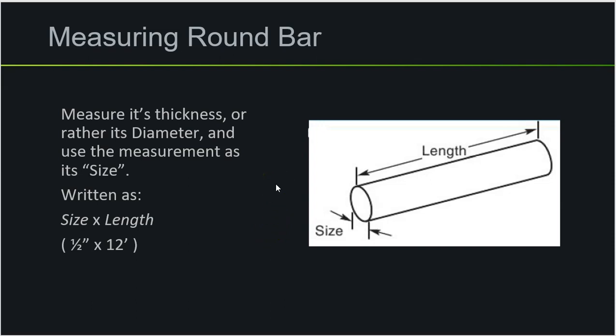This is fairly easy. There are only two measurements that we need. One of them is the size, or basically the diameter, which is from one side to its opposite side at any point around here, because it's a circle, and then the length. That would be written size and length. The example is 1/2. From this side to this side, it would be 1/2. The same thing from the top to the bottom would be 1/2. The diameter is going to be 1/2 of an inch, and then the length is going to be 12 feet from this point to that point. It's pretty simple, right?